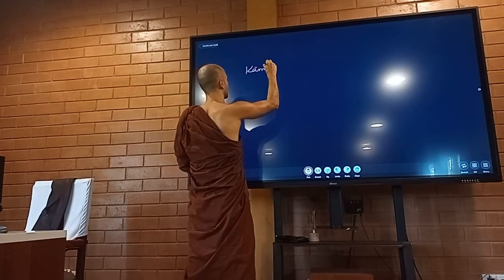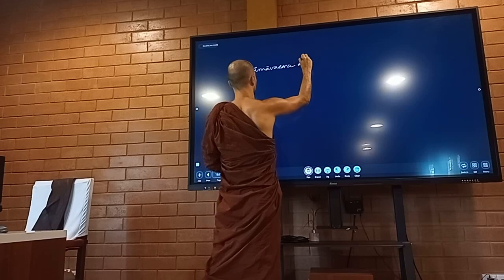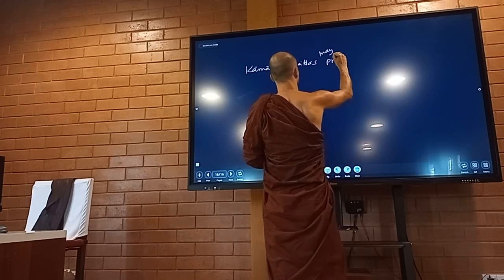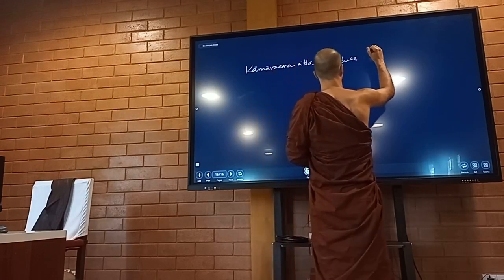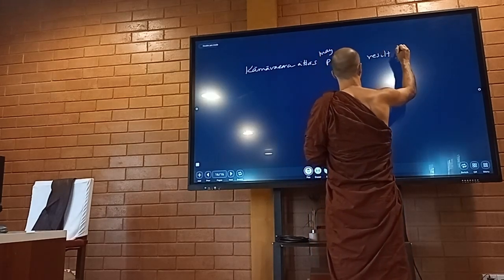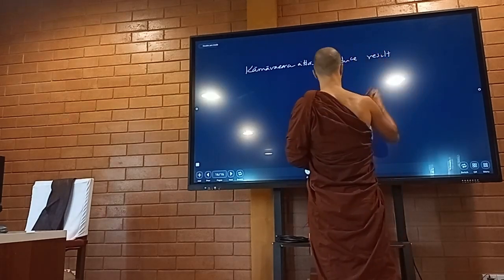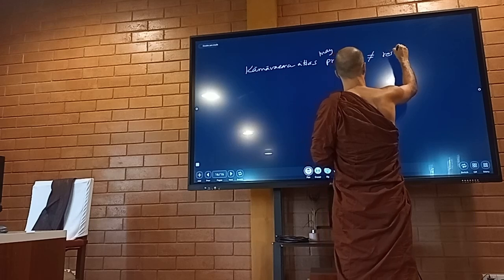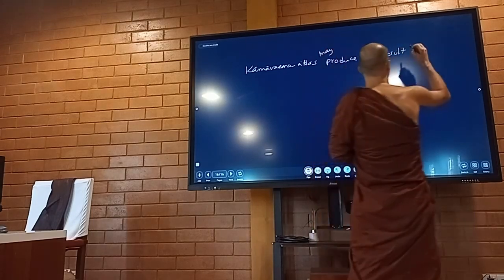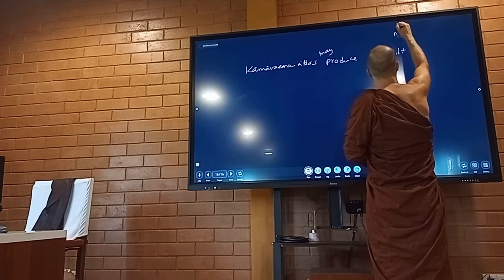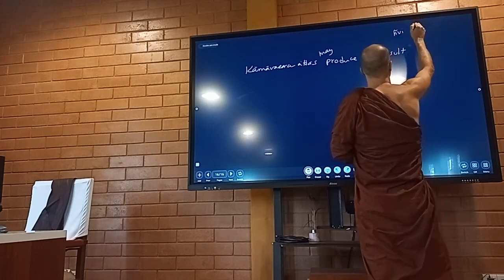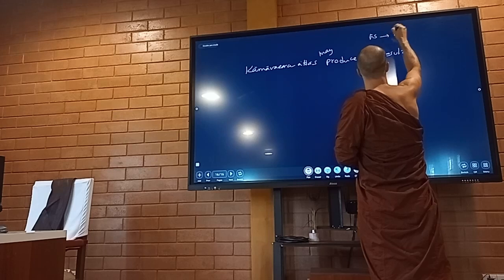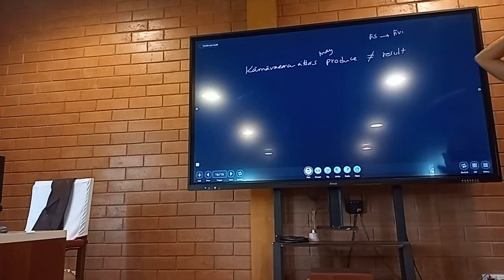Kamavachara cittas may produce a different result. You understand? A different result. For example, jnana vippayutta citta, or even jnana sampayutta citta, may produce jnana vippayutta citta as a result, as a vipaka.